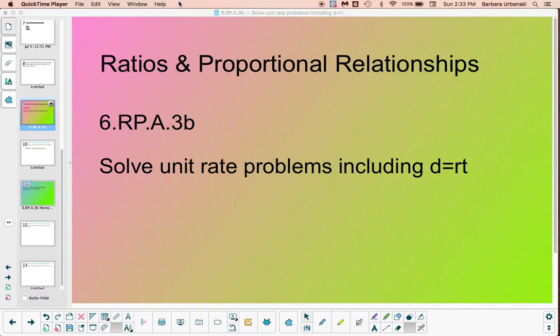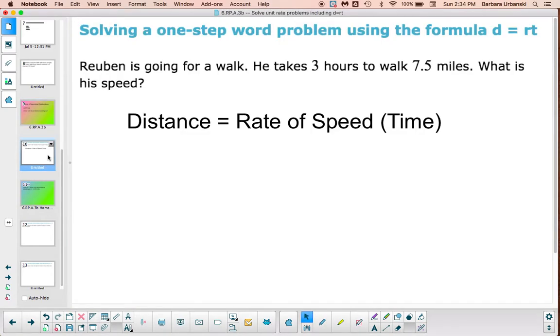Okay, today we're going to look at, it's still under ratios and proportional relationships, but in particular, we're going to be looking at the formula D equals RT. Some of you have maybe seen this in science already, but when we look at D equals RT, what it actually means is the distance is going to equal the rate of speed multiplied by the time.